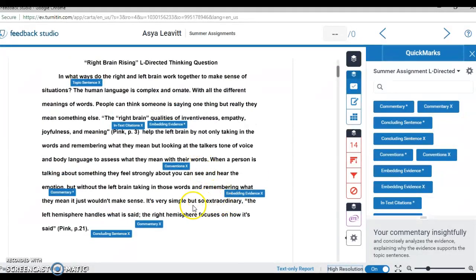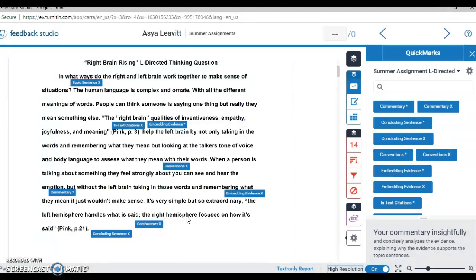Next, I looked at commentary. I really liked this first piece of commentary that you had, because you expanded on the quote and on your example. You talk about how they feel emotion, but the left brain takes in the literal. So I thought that was a good way to connect back to the question and how they work together to make sense of situations. However, I noticed in a lot of your paragraphs, you ended the paragraph with a quote, or you didn't finish with the second piece of commentary. So I did have to count you down a little bit for that, okay?